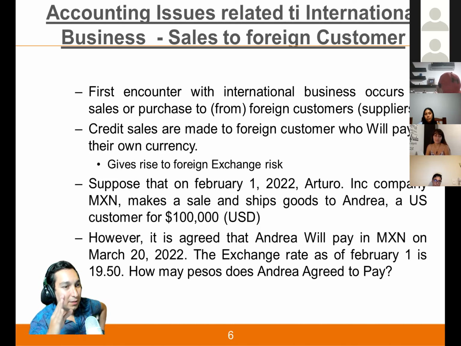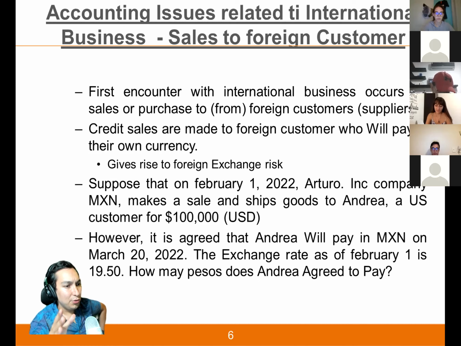I agree with you. Arturo has a reasonable thesis. I would challenge your thesis because you will have exchange risk exposure. And rather than accepting that exposure, you can mitigate it by transferring that risk to Andrea. We will see it right now. However, it is agreed that Andrea will pay in MXN, in pesos, in March. Let's forget about it. Let's do the maths.